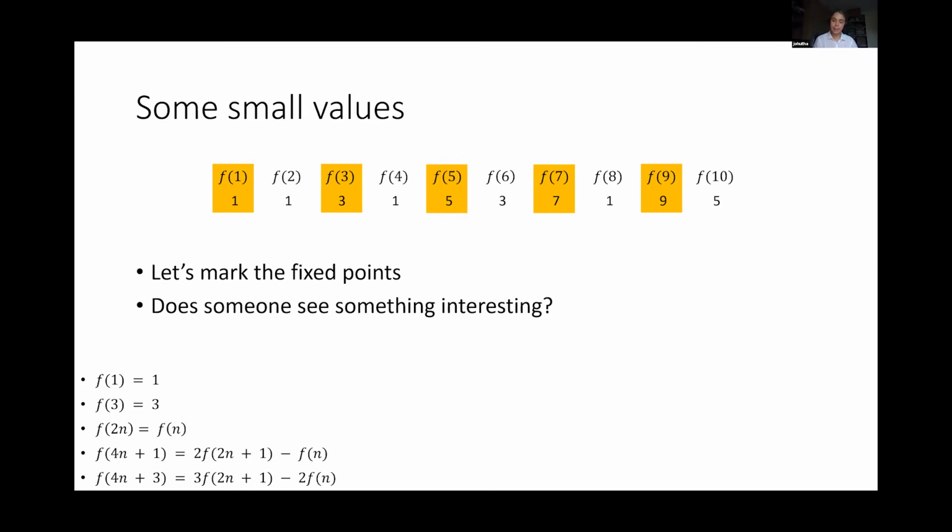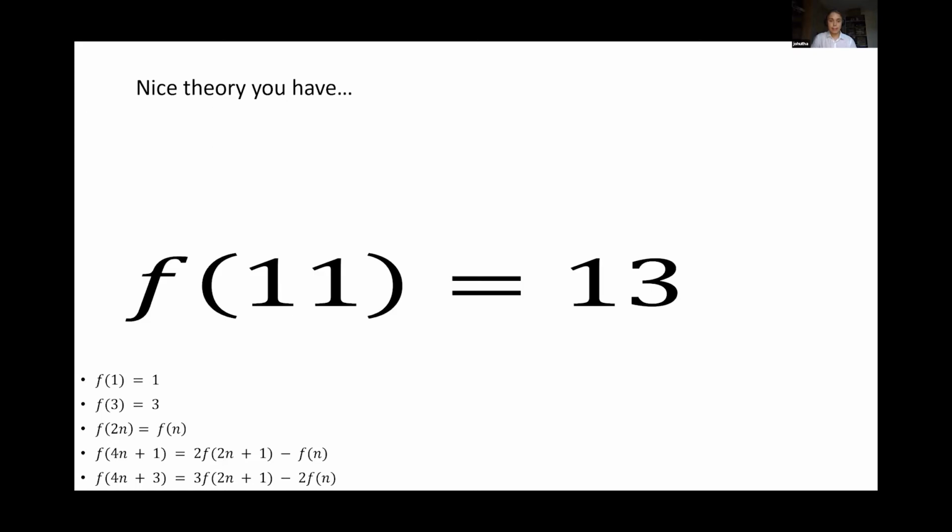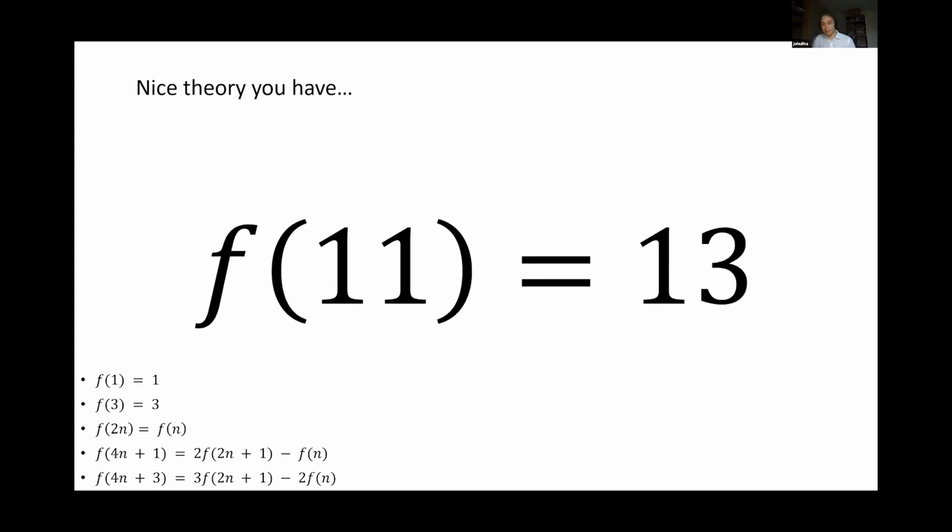Up to now, you have lots of them, all odd. So yes, it seems like the fixed points are the odd numbers. We could now start trying to prove it, but there's a small problem. We wouldn't get that far because f of 11 is actually equal to 13. So this theory is out of the window.